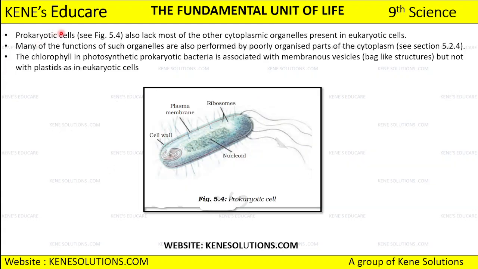So prokaryotic cells also lack most of the other cytoplasmic organelles which are present in the eukaryotic cell. Now eukaryotic cell के पास और भी ऐसे cytoplasmic organelles present हैं जो prokaryotic cell के पास नहीं हैं, and there are many functions of such organelles which are being performed by the poorly organized parts of the cytoplasm. प्रोकैरियोटिक सेल के पास क्योंकि ये साइटोप्लाज्मिक ऑर्गेनल्स नहीं हैं, so there are many functions which the prokaryotic organisms cannot perform because उनका साइटोप्लाज्म ही well organized नहीं है, right?